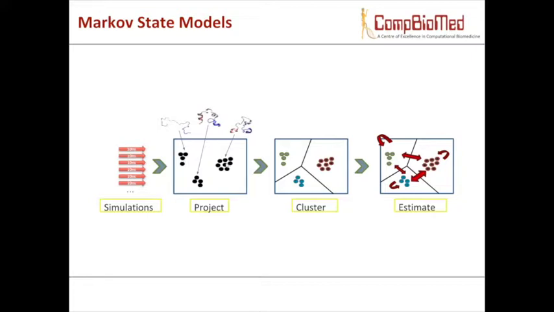And then when we have these data in a low dimension regime, then we cluster them. We can use several clustering algorithms to do that. And then after we have these clusters, which represent several metastable states of our system, then we compute the transitions between these states to obtain the kinetic properties and therefore also the energetic properties of this.